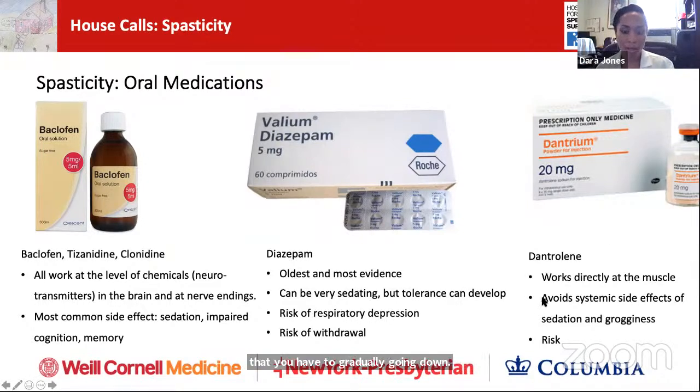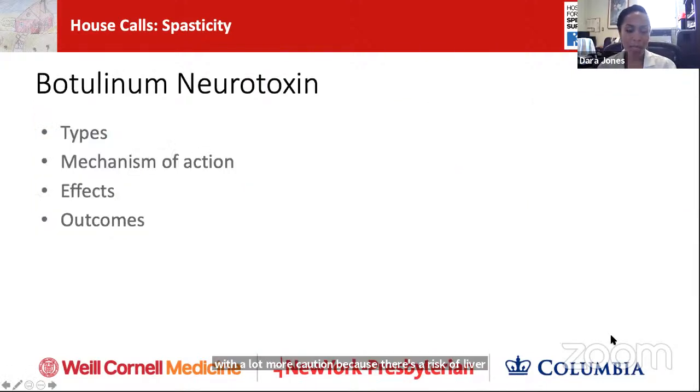There's one medication that comes with less risk of sleepiness and fatigue, and that's dantrolene, because it's working directly at the level of the muscle. It does have side effects. It can cause some sleepiness, but not to the extent of baclofen or diazepam. But we use this one with a lot more caution because there's a risk of liver injury. So while the systemic medications can be helpful, they definitely come with a lot of side effects. So we try to shoot for the more focal treatments.